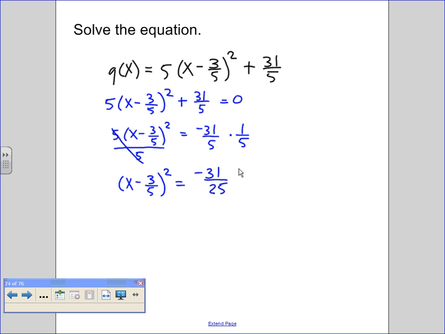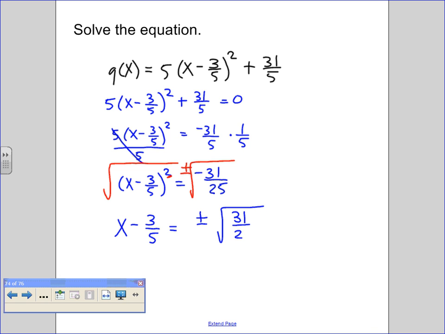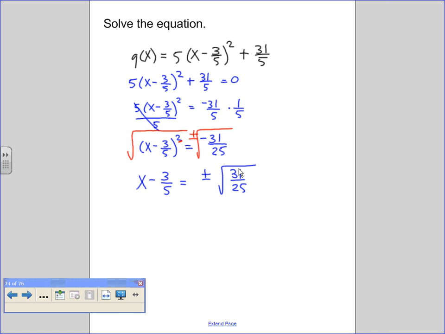And from here, I need to get rid of this 2. And so what I do is I take the square root of both sides, since it's a quantity squared. Take the square root. This is going to be plus or minus. And so I end up with x minus 3/5 is equal to the positive and negative square root of negative 31 over 25. And from here I can just simplify. x is going to be equal to, I'm going to add 3/5 to both sides. And then simplify.